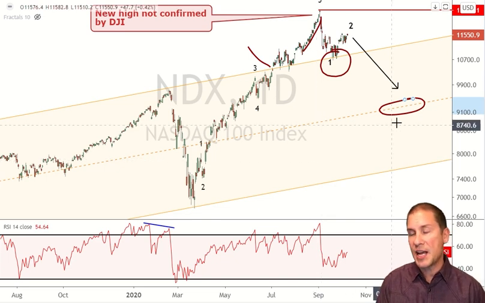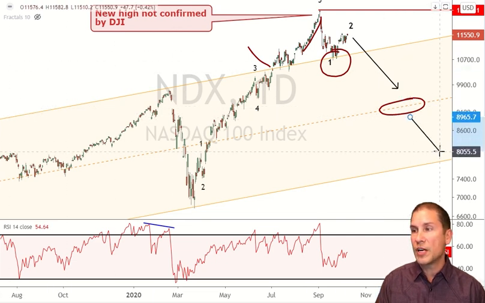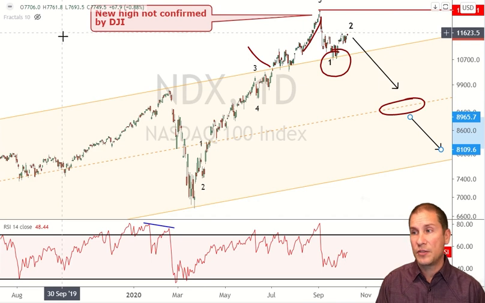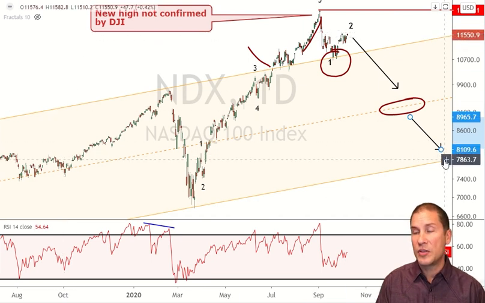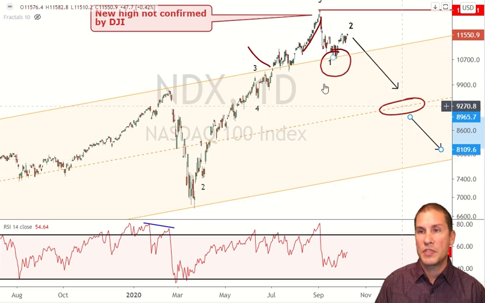Now, it doesn't have to stop there. It could continue to move even further and work itself down to the support line of the price channel. And then that could take it down into the low 8,000s, depending on the timing of it. So this is just the Nasdaq, which is tech heavy. And obviously you had your mega cap giant stocks that were making this index move higher, and the broad market just wasn't following along, as we've seen with Dow Jones.